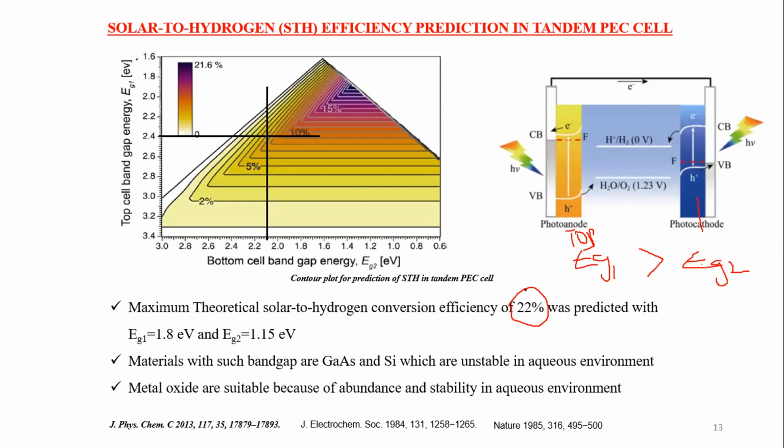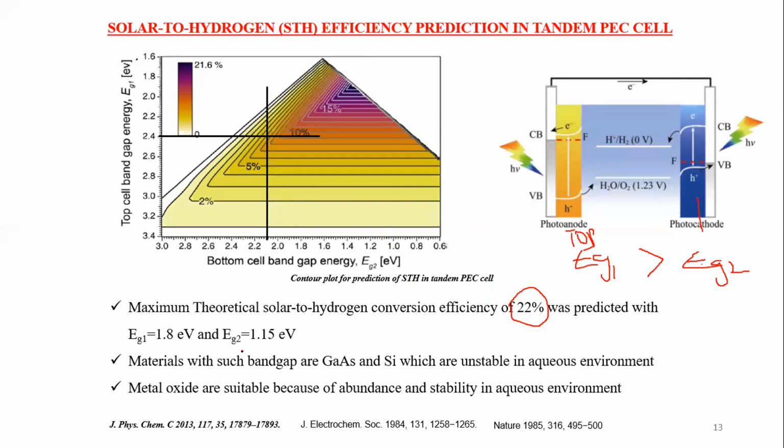They assumed the system should produce a loss of something like 2 volts. By considering that loss, they could achieve an efficiency of more than 22% for this tandem system. For 22%, you need to choose the top electrode, the photoanode, with a band gap of 1.8 and the bottom electrode with a band gap of 1.15.